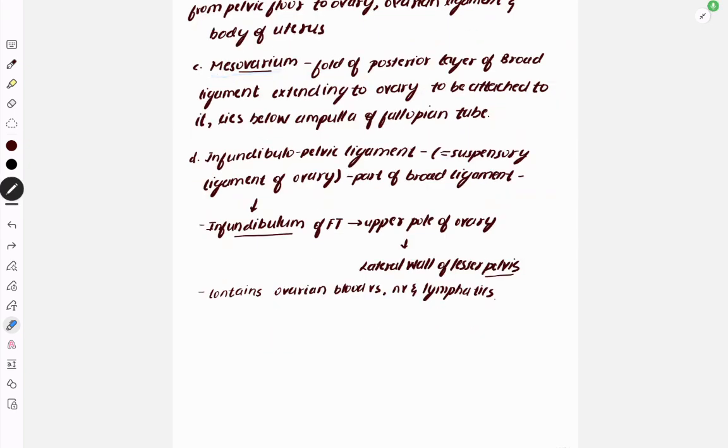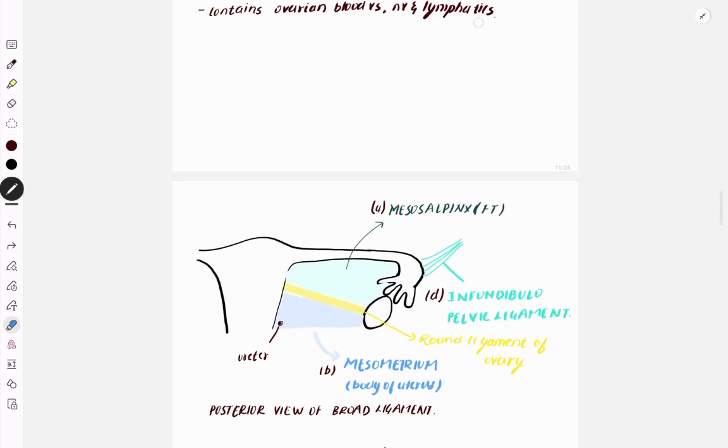So meso-ovarium is the third part of the broad ligament. So this is itself the posterior layer of broad ligament. So as I said, if this is considered to be a fallopian tube, the broad ligament hangs just like a napkin. This will have an anterior layer and posterior layer. So the posterior layer itself, which is going to be extending towards the ovary, and it will be attached to the ovary, and the one which lies below the ampulla of the fallopian tube is itself called as meso-ovarium.